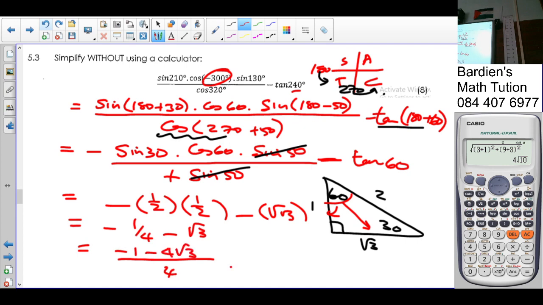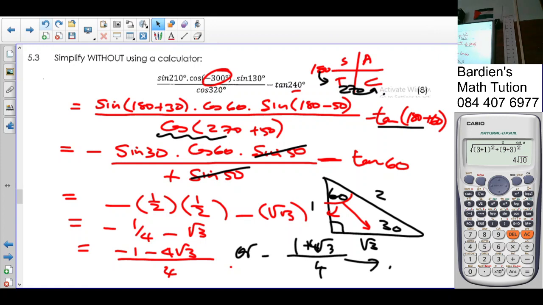Is that correct? What do they have? So we'll take out negative as a common factor, so it's negative (1 plus 4 root 3) over 4. Is that what they got? The same. Alright, so for tomorrow's lesson, don't miss tomorrow's lesson, which is the last lesson.